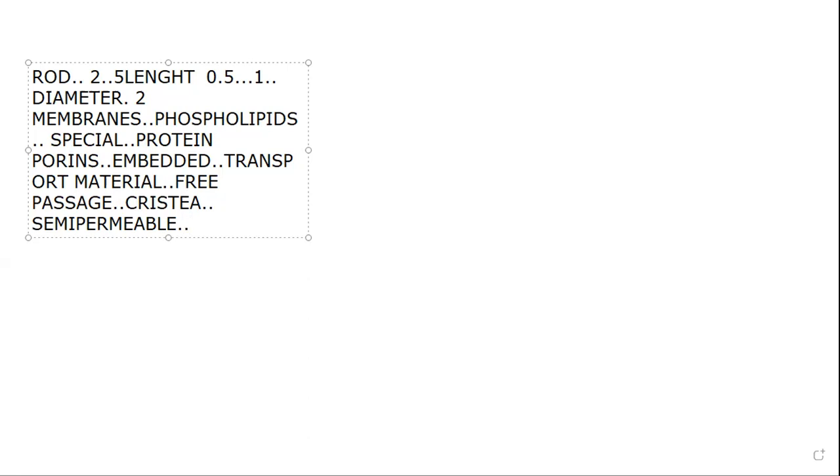The Christi, or the folds, serve to increase the surface area. If any surface has a very large surface area, it becomes more efficient. How? Let me draw it on the board for you. Look, we have this surface, a thick surface, and on this surface there is a reaction that is taking place.